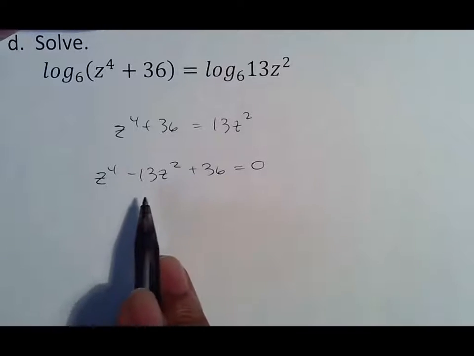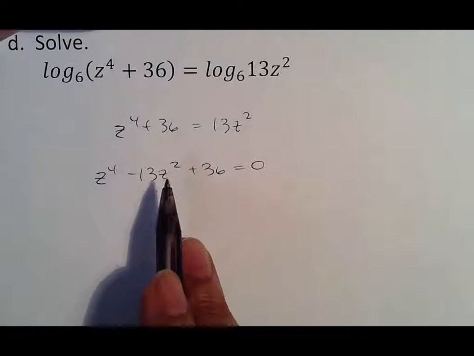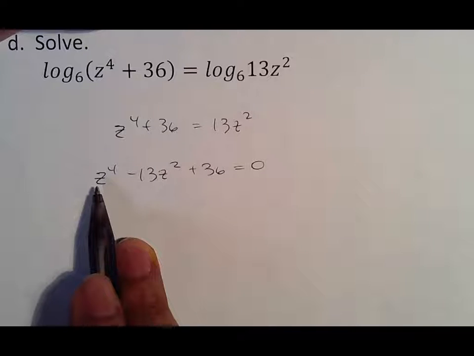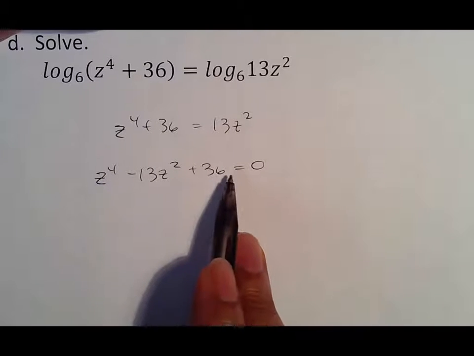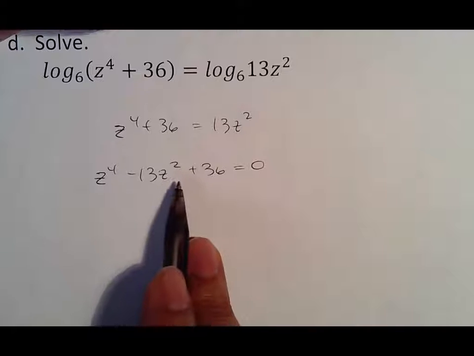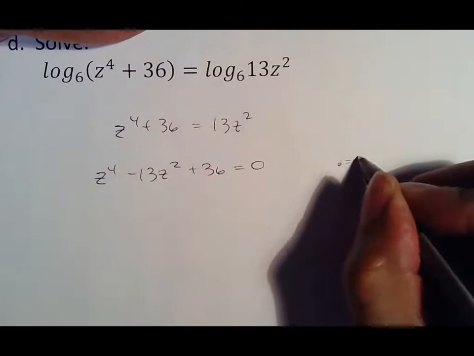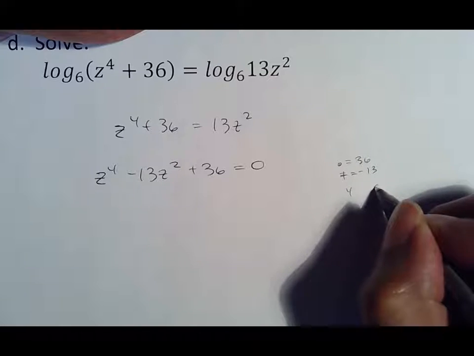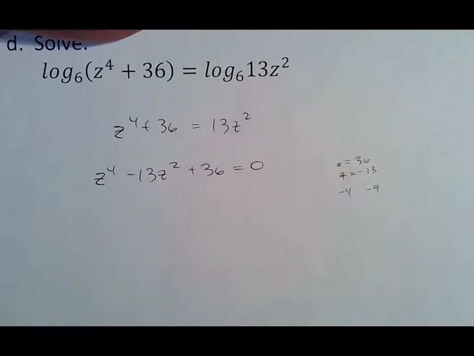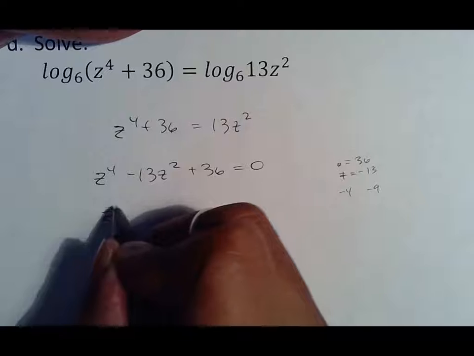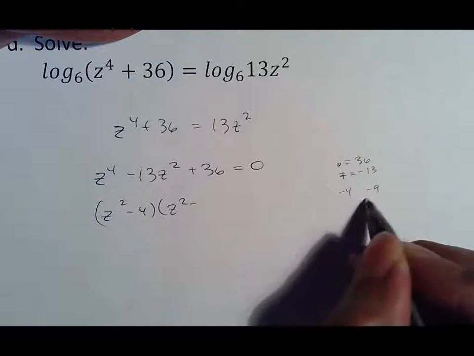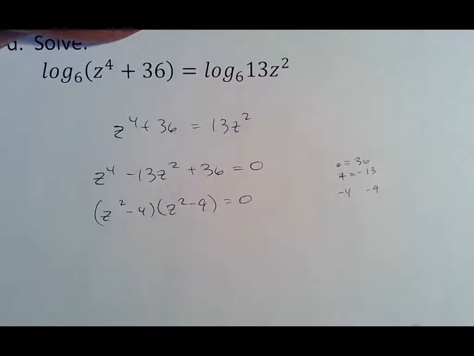Now, the other thing that we learned in a couple chapters ago or so is that whenever this power is half of that power, and it goes that way down to 0, that we can still factor it. We would just use z squared in our numbers. So we're looking for numbers that multiply to be 36 and add to equal negative 13. To me, those numbers are negative 4 and negative 9. So I end up with z squared, because that's what our middle term is, minus 4, and z squared minus 9 equals 0.